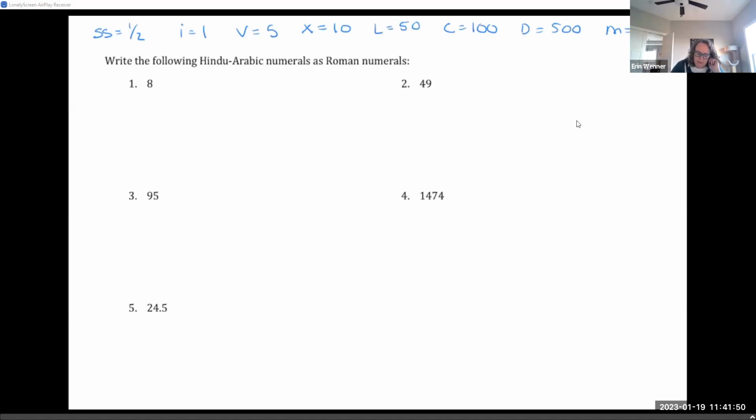So if we think about the number 8, we can break it up, and we're always breaking it up using those pieces that we have, meaning the number 8 is equal to 5 plus 3. The reason I broke it up into 5 plus 3 is because I've got those building blocks of 5, V, and I, meaning the number 1. The number 5 I can represent with V, and the number 3 is 1 plus 1 plus 1, which I would write as III. Therefore, the number 8 we would write as a Roman numeral as VIII.